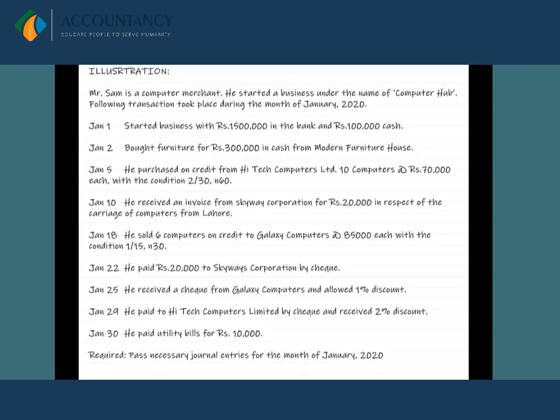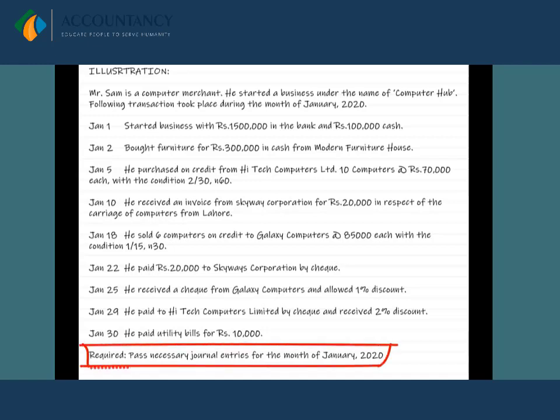So let's start our illustration. Mr. Sam is a computer merchant. He started a business under the name of Computer Hub. Here is a list of transactions which occurred during the month of January 2020, and we are required to pass journal entries for the given transactions. On January 1st, 2020, Mr. Sam started a business with rupees 1500,000 in the bank and rupees 100,000 cash.